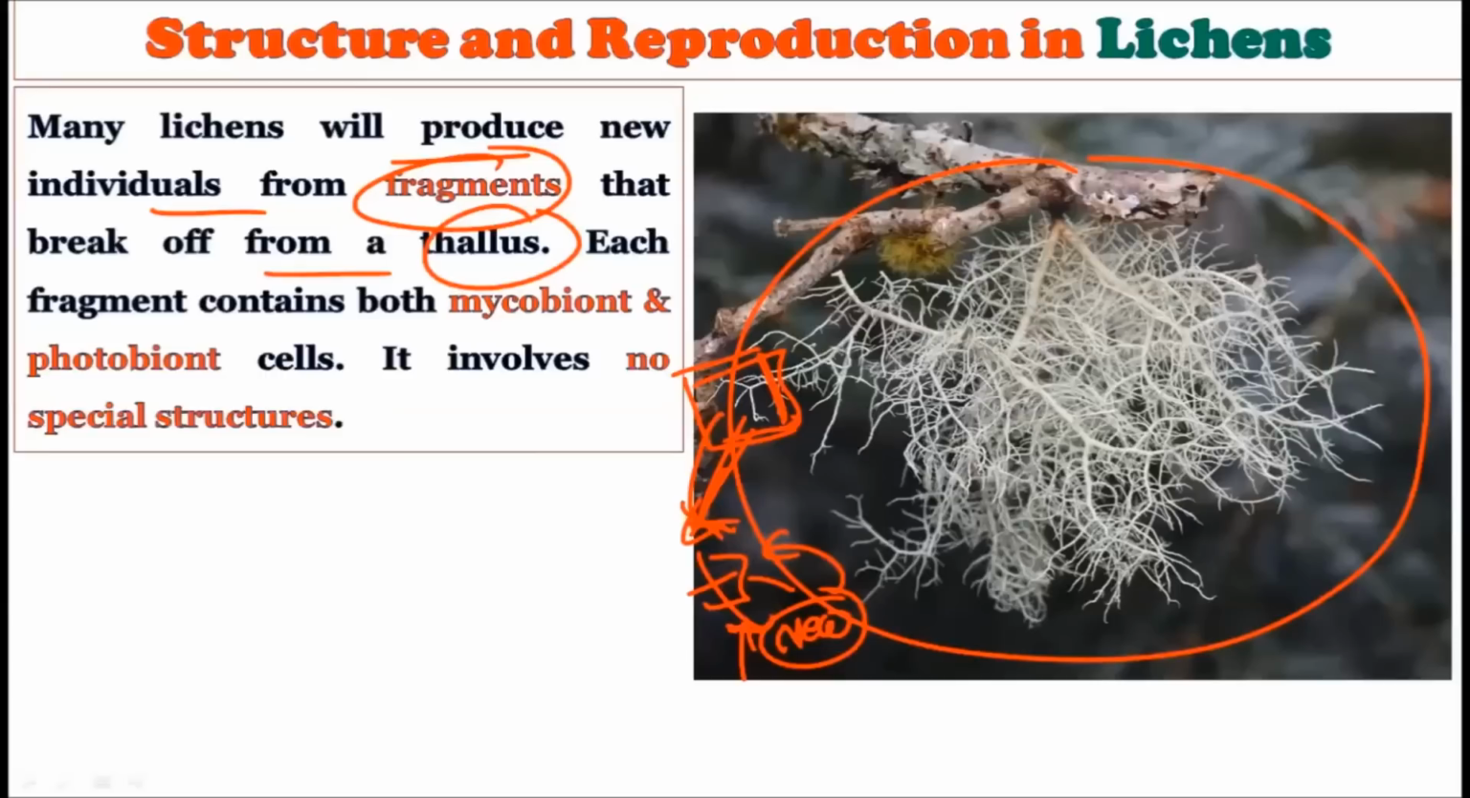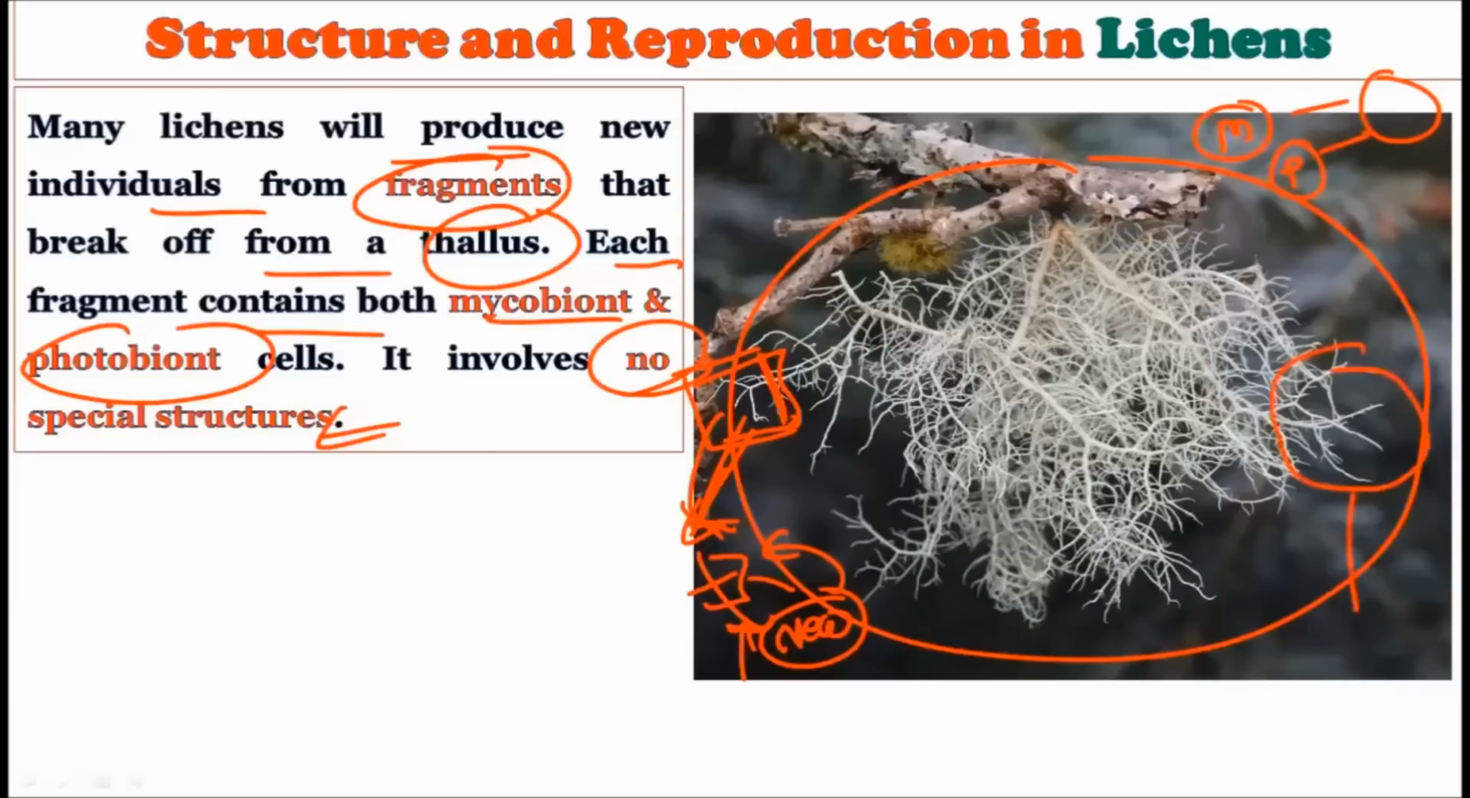Generally, this fragment which comes out from the parent thallus contains both the mycobiont and photobiont cells. Fungal cells, that is the mycobiont cells, are there, and photobiont cells, that is the algal cells or the cyanobacterial cells, are also there. And that is why these fragments can completely convert into new thalli, forming new lichens. It involves no special structure, just a fragment of the parent thallus. For example, this fragment separates from the parent thallus, it contains cells from both the fungus and the algae, and they grow into a new thallus. This is how vegetative reproduction occurs in lichens, simply by fragmentation.